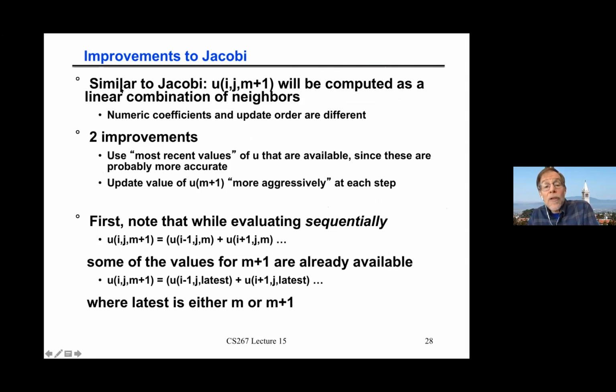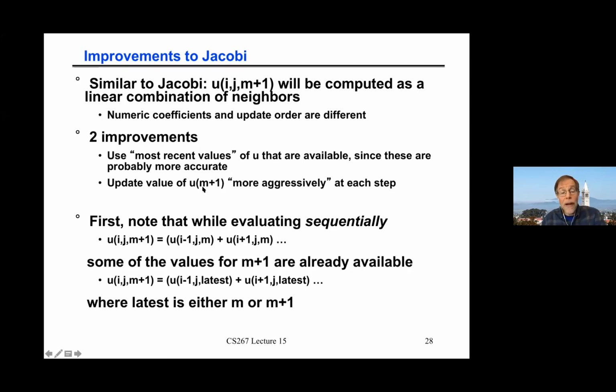Okay, so here are two basic improvements that we want to make to Jacobi, which are going to change the convergence, make it converge faster, but they'll also change how we need to parallelize it. The first improvement is that as we're evaluating the solution and updating it, at any point in the computation, some of our nearest neighbors may have been updated more recently than others. If the recently updated ones are more accurate, we should use them instead of the old values. I'll show you a picture of what that means.